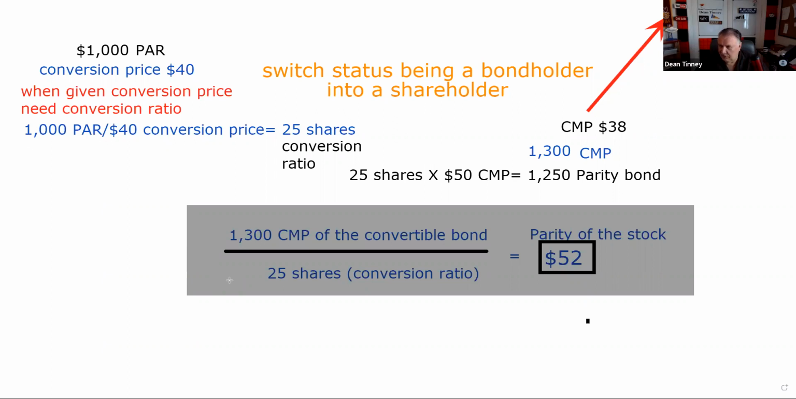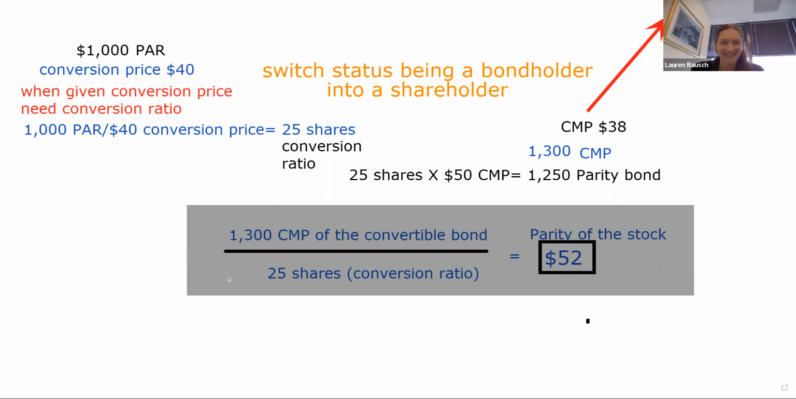So now I'm going to turn it into a whole paragraph. If a convertible bond is trading at a 30% premium to par and has a conversion price of 40, and the common stock is trading 2 points below parity, what is the common stock trading at? Oh geez.